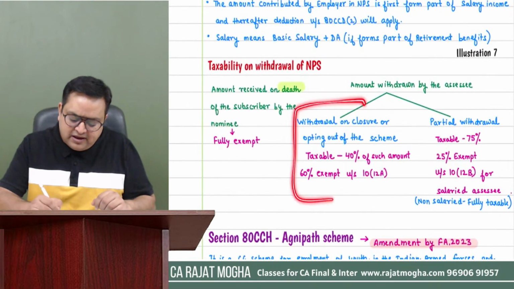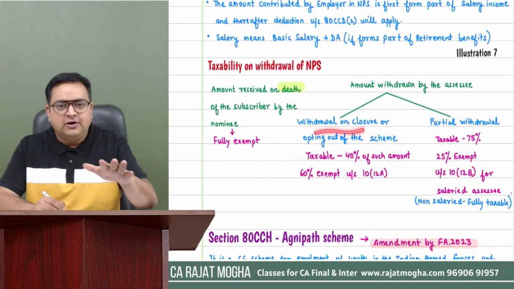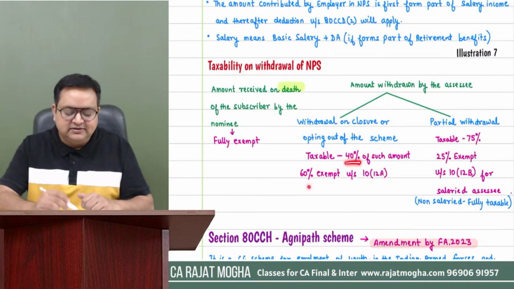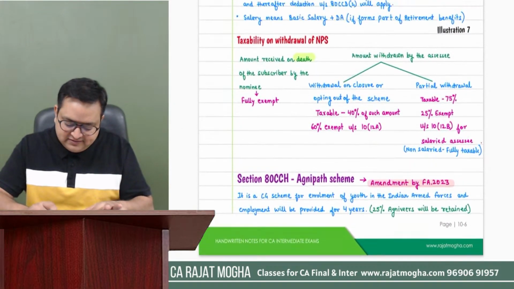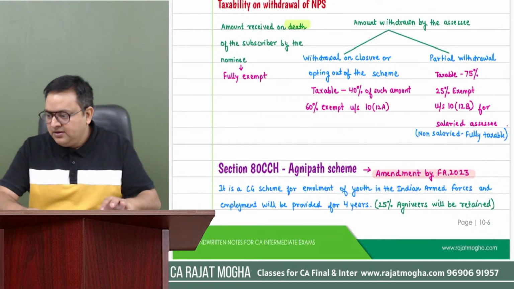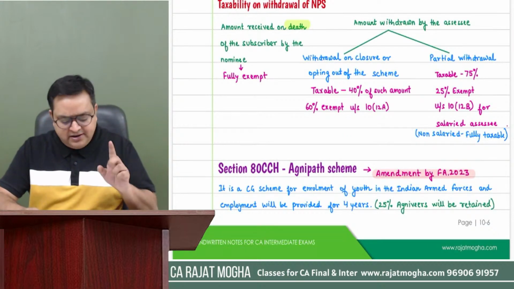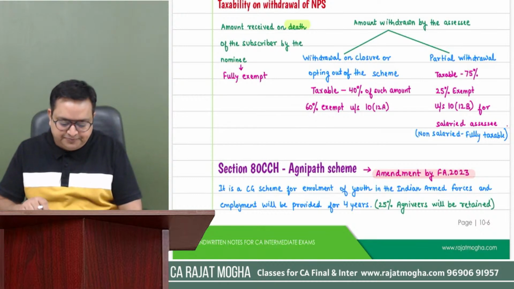So this is for any person, whether they are salaried or non-salaried. If they are closing down their NPS, 40% will be taxable, 60% will be exempt. Got it? Now we'll continue with our next section, 80CCH Agnipath scheme. Should we take a break right now? Okay, let's discuss this section first and then we'll take a break of 10-12 minutes, right?